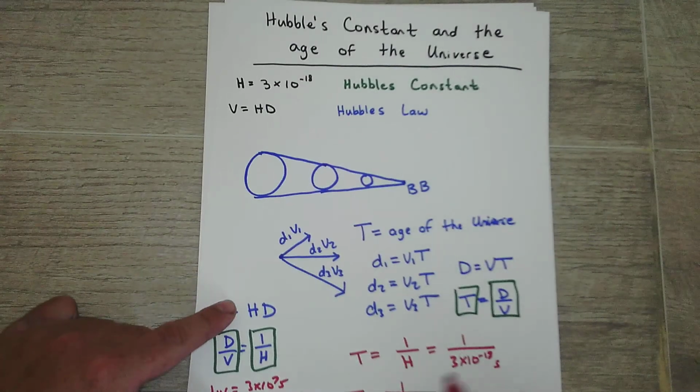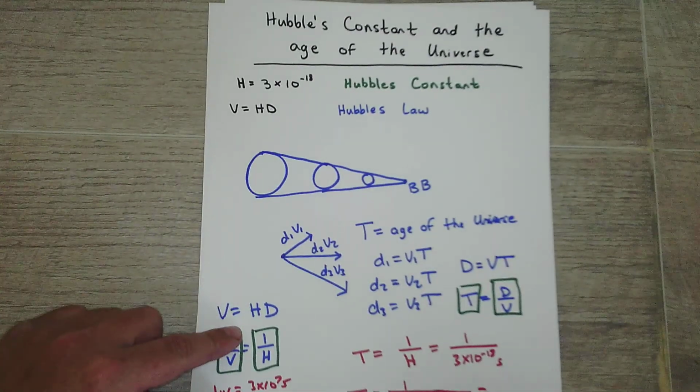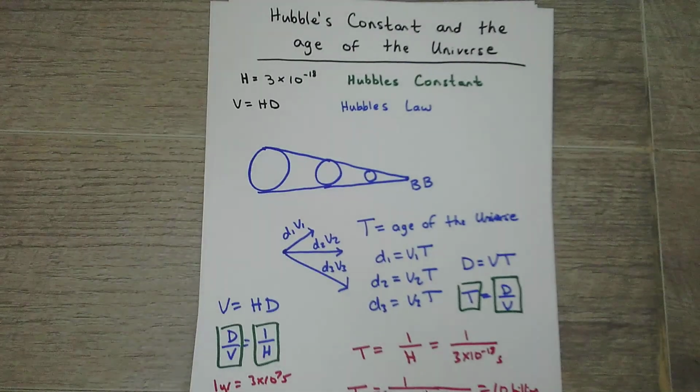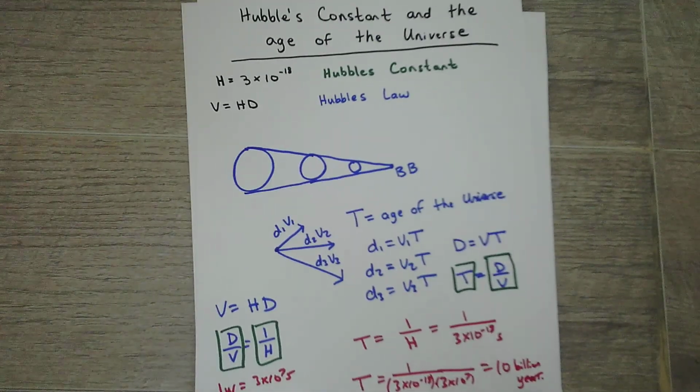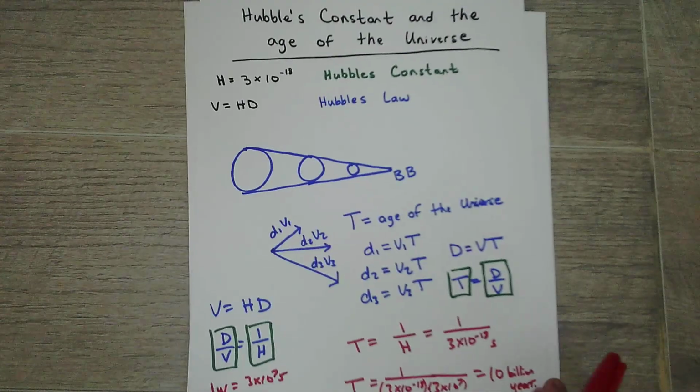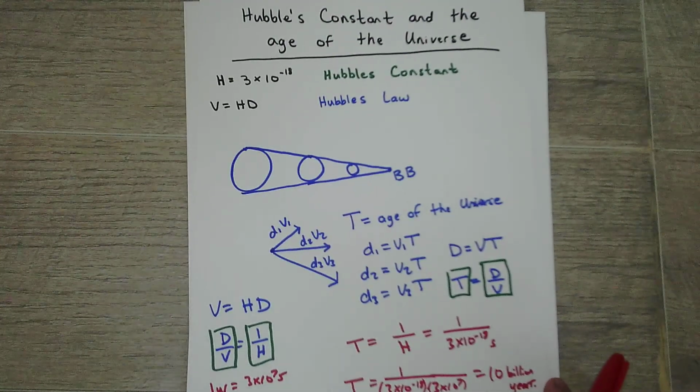So we can convert that to years. If you plug that in the calculator correctly, you'll get 10 billion years. And that is the estimated age of the universe. We say 10 billion years just to round it to make it easier.